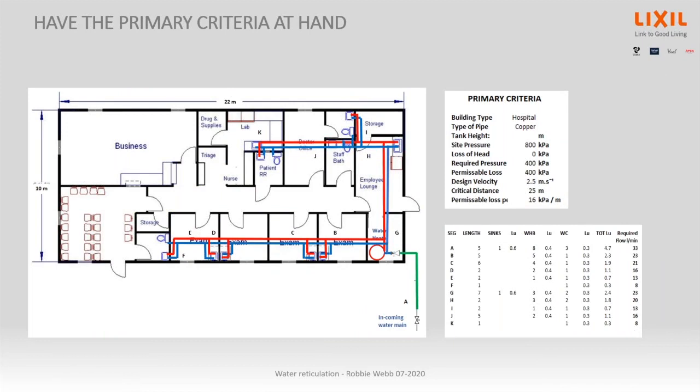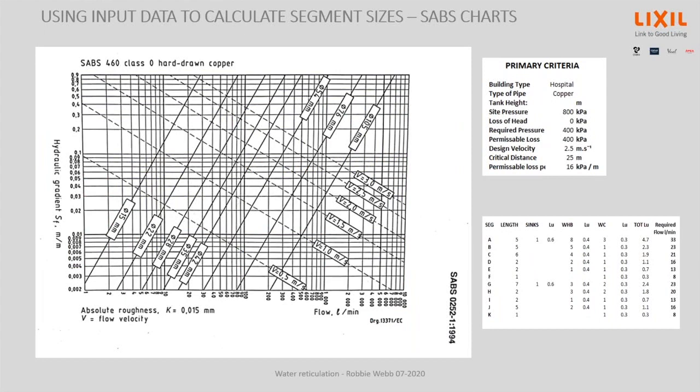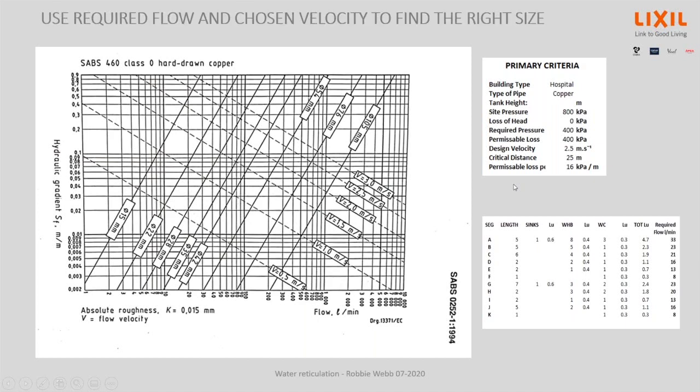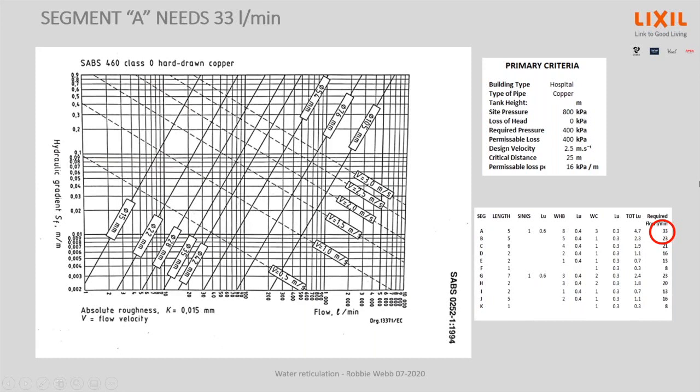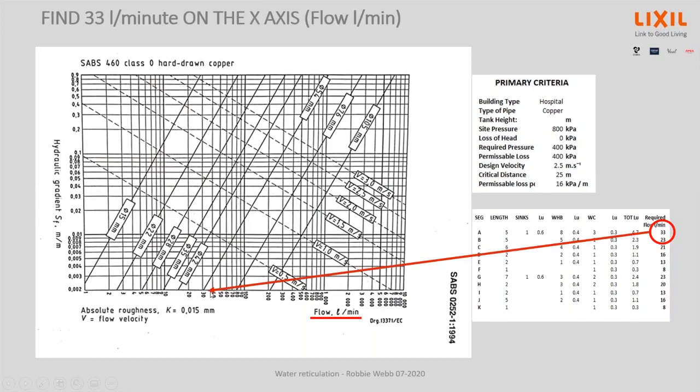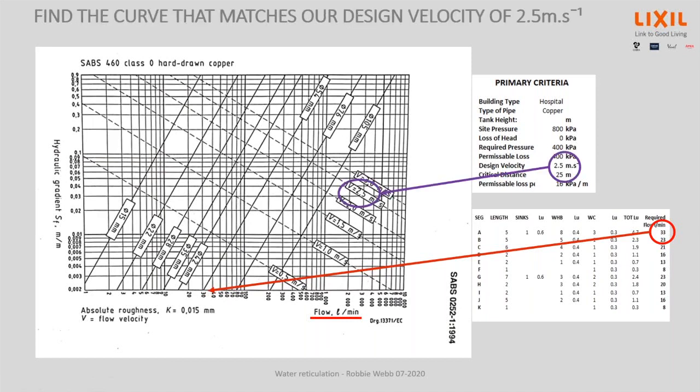On segment A, we need 33 liters per minute. So you come down to the x-axis here. It tells you this is the flow. Okay, you go and find 33 liters per minute. Remember that we said we're going to work at a velocity of 2.5 meters per second. So we're going to find this 2.5 meter per second curve. It looks like a straight line. Again, it's a curve, because if all these little lines were in nice blocks, then this would be a curve. Okay, so that's the 2.5 meter velocity curve. That's the one we're going to reference.